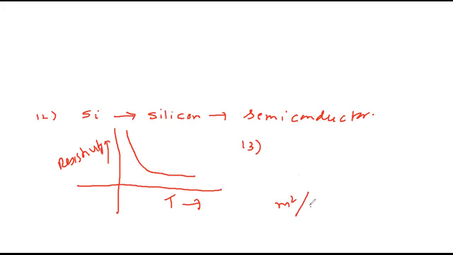SI unit is meter square per volt second. It is the ratio of drift velocity to the electric field, and the SI unit is meter square per volt second, or meter per second upon Newton per coulomb. Write both down. Sometimes they can ask this.